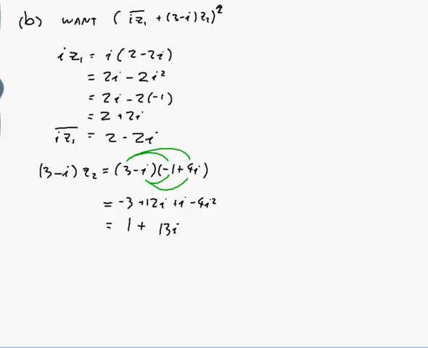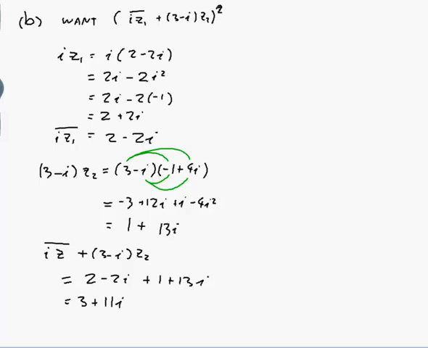Okay, so now I need to add them together. So i z1 bar plus 3 minus i times z2 is equal to 2 minus 2i, that's i z1 bar, plus 1 plus 13i, which is 3 plus 11i. So 2 plus 1 is 3, minus 2 plus 13 is 11. Excellent.